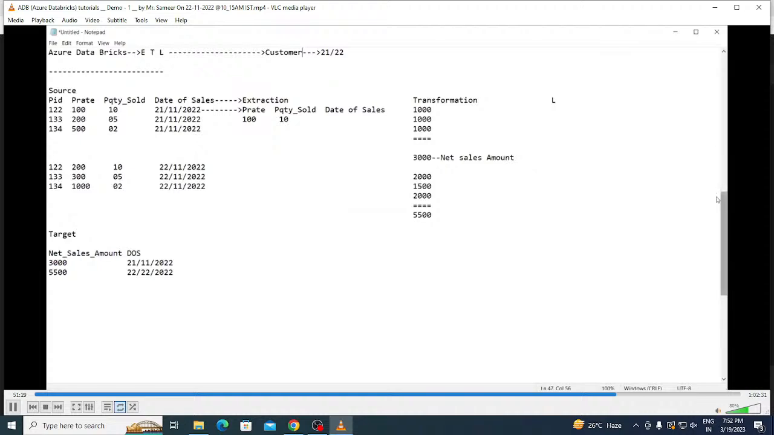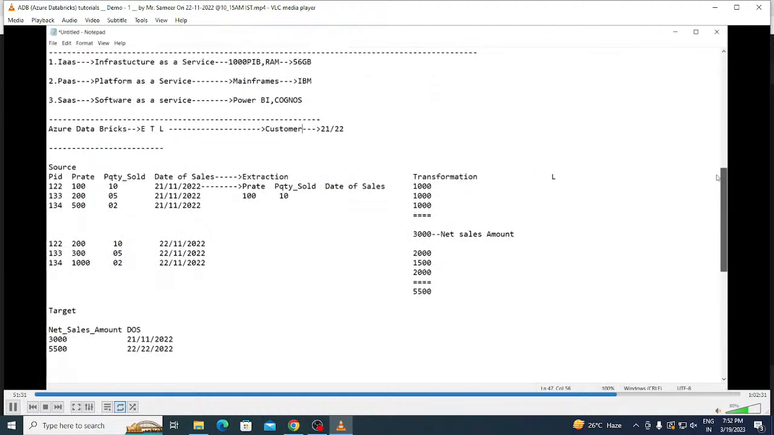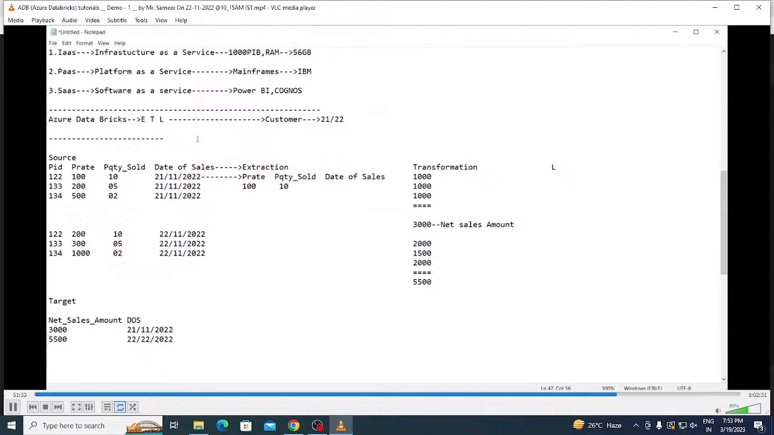This process is called the process of what? Extraction, transformation, and loading. And this is done by using Azure Databricks. It is done using the service called Azure Databricks, where extraction, transformation, and loading of data is done. Clear, all of you now?